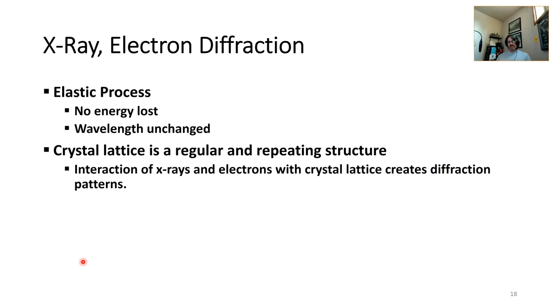One thing to think about, X-ray diffraction, and we're going to see some of this again when we talk about electron diffraction, pretty much the same thing. Both rely on the wave-particle duality of the photon and electron. They're an elastic process, so no energy is lost. The wavelength is unchanged. The crystal lattice is a regular, repeating structure, and so the interaction of X-rays and electrons with this structure creates diffraction patterns, and we've seen that at the beginning of lecture 2 with those spots.